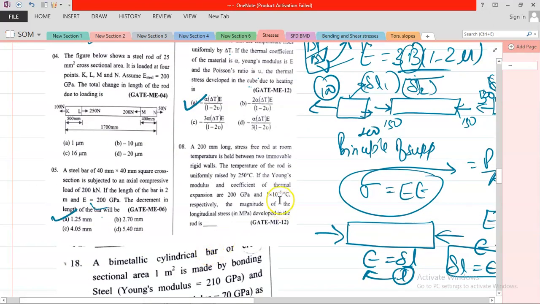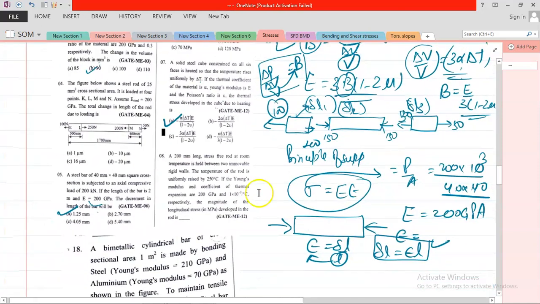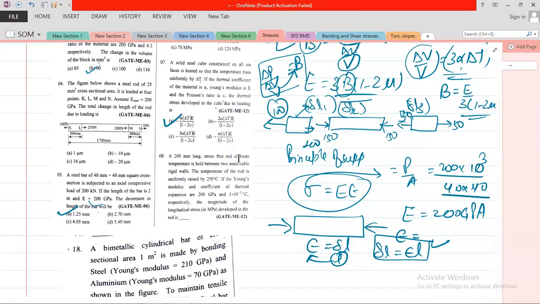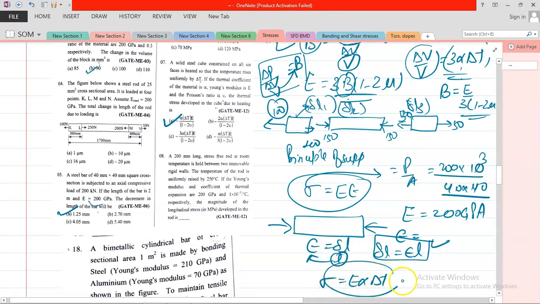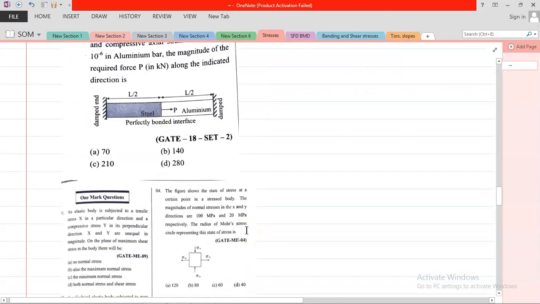And in the next question it is given a 200 mm long stress free rod at room temperature is held in between two immobile rigid walls. The temperature of the rod is uniformly raised by 250 degrees Celsius and everything is given. You need to obtain the longitudinal stress. So the right formula is, you know, the longitudinal stress, sigma is equal to E alpha delta T. Use this directly to obtain the stress. So the answer is 500 megapascal.